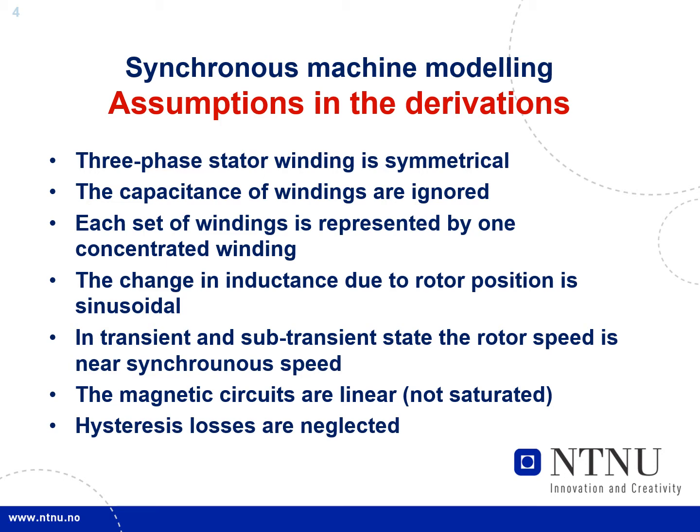We say that in transient and subtransient state, when developing this model, the rotor speed is near synchronous speed. That may look like a contradiction, since when we study power system dynamics, we are very much interested in the variations of rotor speed and frequency. But when we derive the model, we say that the rotor speed is constant in a way. So you can think about that. We say that the magnetic circuits are linear, not saturated, and that hysteresis losses are neglected.